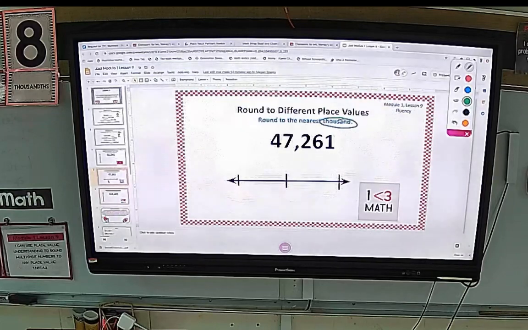I'm going to throw this out there. If you're doing a number line, and we're rounding to the thousands place, you need to make sure you have the right bottom and top number. When we're rounding to the thousands place, we use all of the thousands.